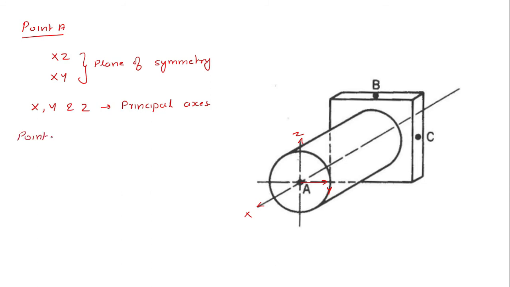Now coming to point B. Assume I call the axes x1, y1 and z1. Now in this case there is only one plane of symmetry. That plane is x1 z1. So x1 z1 is a plane of symmetry.